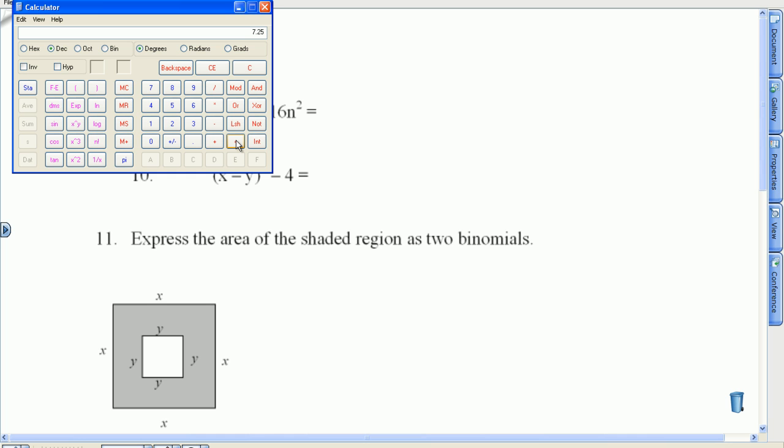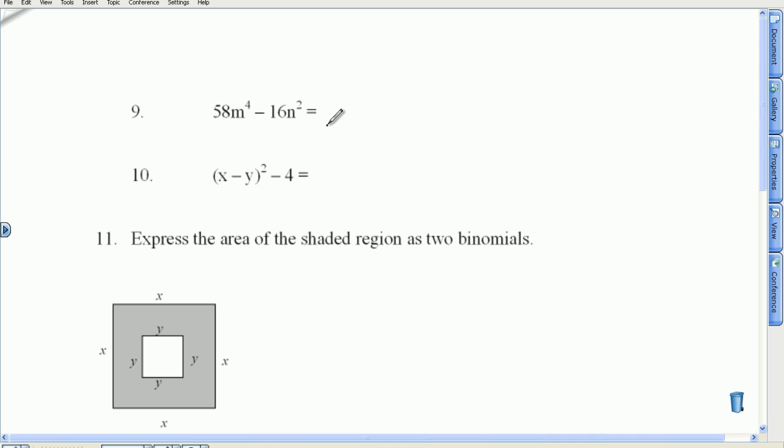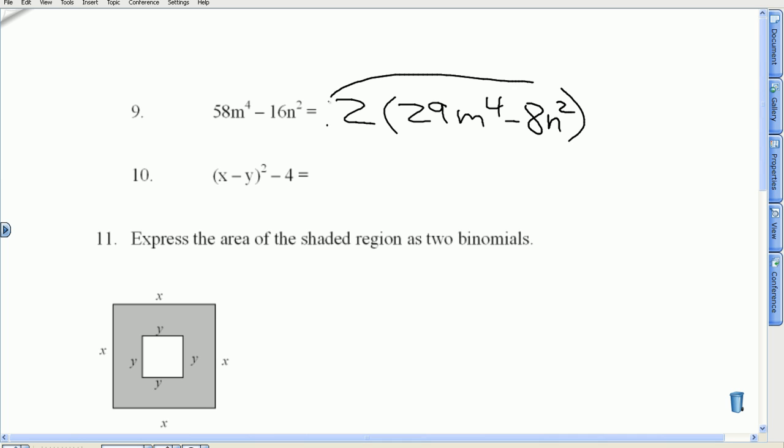So, do we even have a perfect square? Well, let's try to take out 2 and see what we get. If we take a 2 out, 58 divided by 2 is 29, and 16 divided by 2 is 8. And that is as good as we are going to be able to go. Don't forget GCFs do happen. In this case, that's the best we can do.